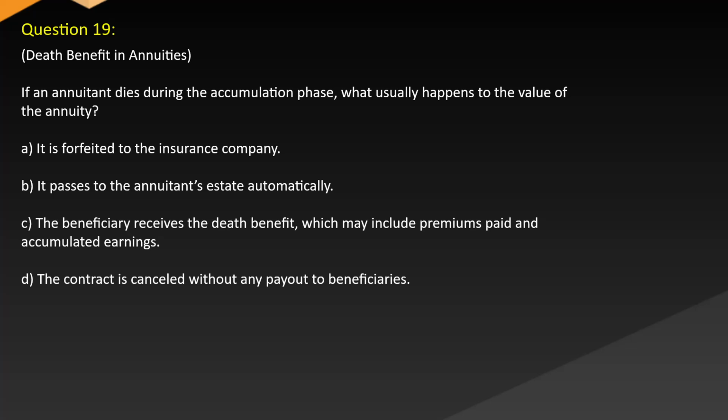Question 19. Death benefit in annuities. If an annuitant dies during the accumulation phase, what usually happens to the value of the annuity? A. It is forfeited to the insurance company. B. It passes to the annuitant's estate automatically. C. The beneficiary receives the death benefit, which may include premiums paid and accumulated earnings. D. The contract is cancelled without any payout to beneficiaries.